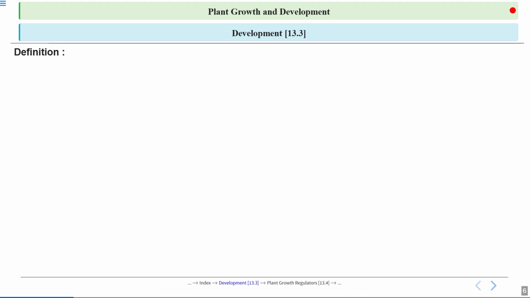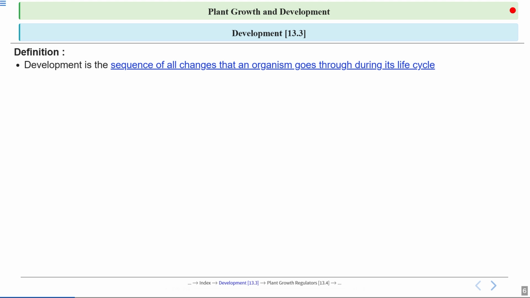So what is the definition of development? Let us see that. Development is the sequence of all the changes that an organism goes through during its life cycle, right? This is the foundational concept that helps us understand the stages a plant undergoes from start to finish, right? When we are discussing the cycle, it shows the start stage and the end stage.